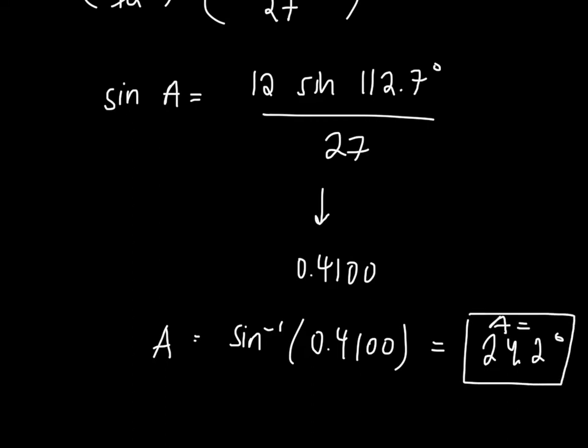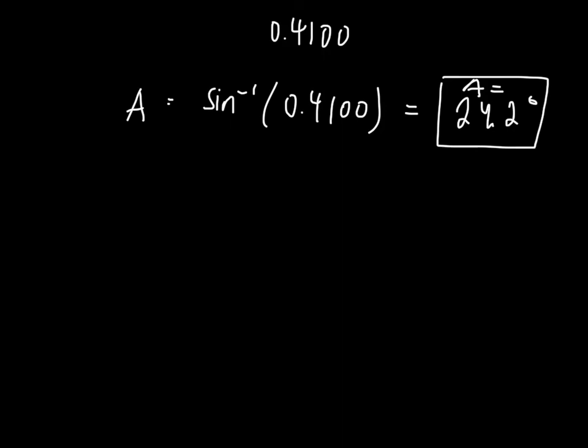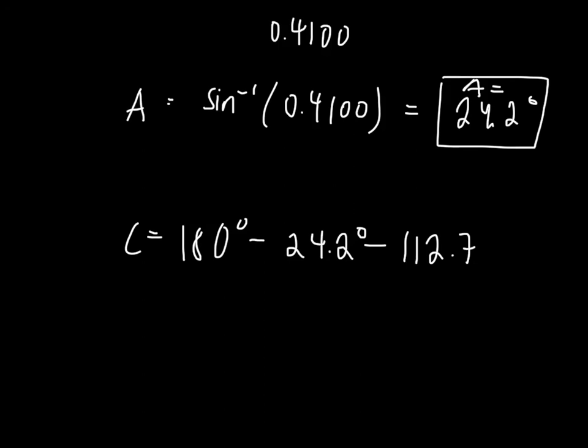Now we have A and B, and to find C we simply subtract both of those values from 180. So C equals 180 degrees minus 24.2 degrees minus 112.7 degrees, which equals 43.1 degrees. So now we know our angles A, B, and C.